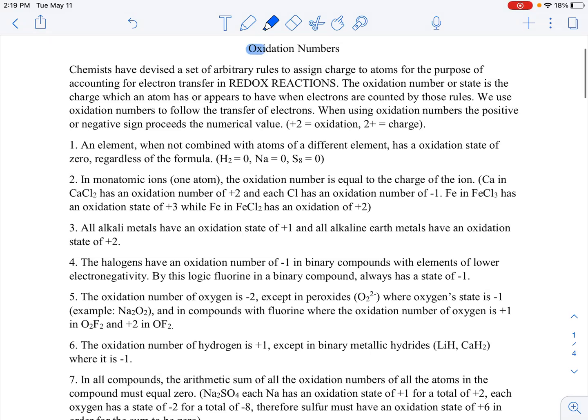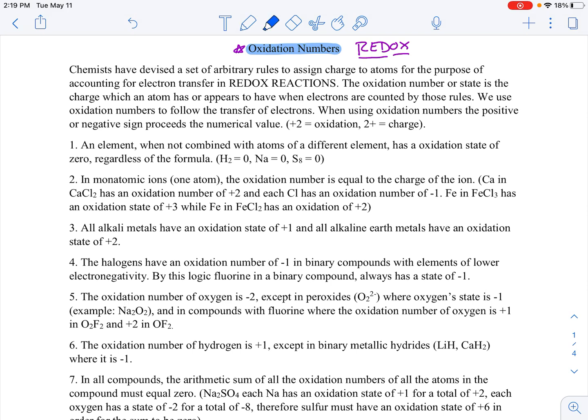Alright, great kids, here's your lecture on oxidation numbers. In reality, this lecture is on redox reactions. That's oxidation reduction, redox reactions, a new type of chemical reaction. However, to get there, we have to understand these things called oxidation numbers. So let's read and see if this makes sense.